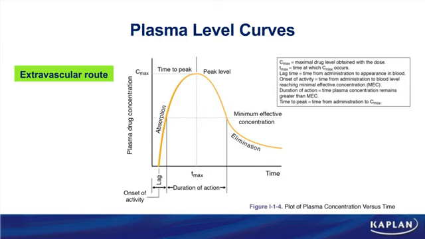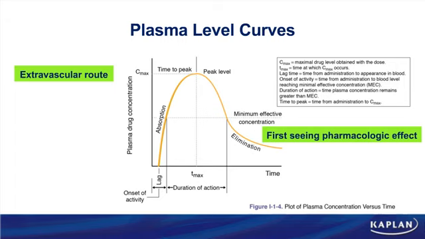Now, just because the drug gets into the plasma does not mean it's working yet. If you follow the curve, plasma levels start to increase, but only when I get to this point, defined as the minimum effective concentration, is the drug actually going to work in the body. Notice, that's where I first see the pharmacologic effect, the MEC, the minimum effective concentration. So our second term is onset of activity. That's defined from time 0 until I reach the MEC. And the onset of activity does include the lag time because it starts at time 0.